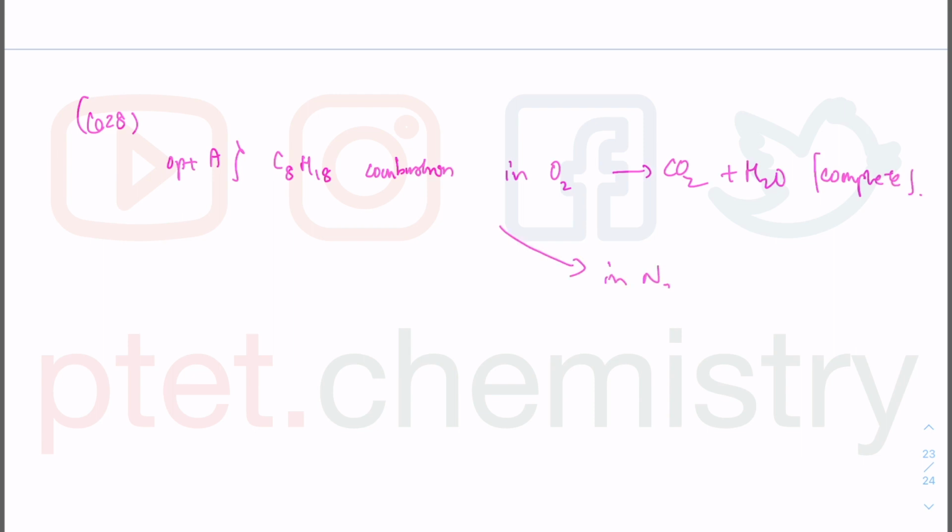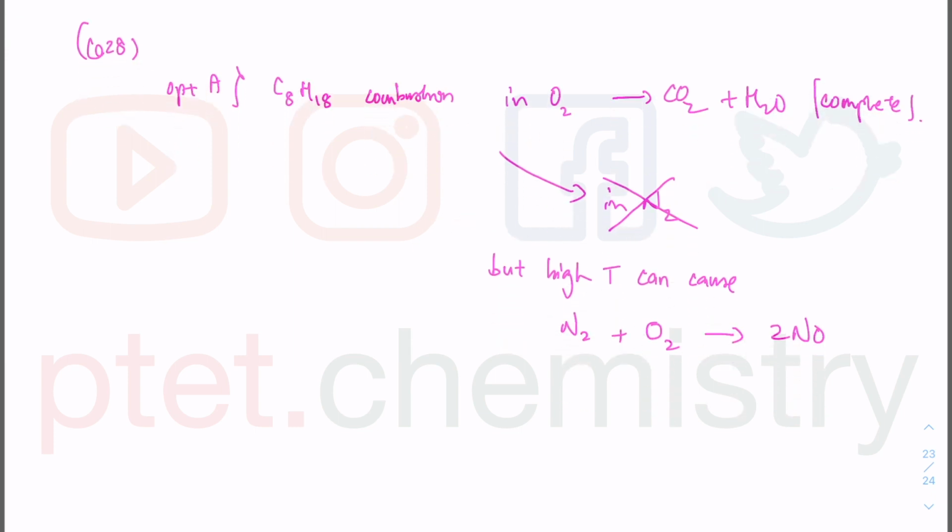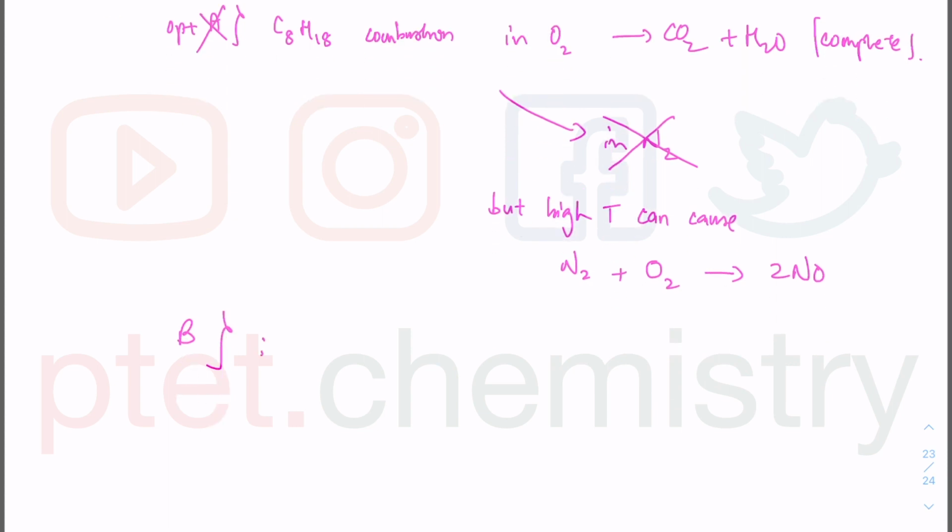In nitrogen, no reaction, but the high temperature can cause the nitrogen in the air to combine with oxygen in the air to give you the oxides of nitrogen as a result of the very high temperature generated from the heat due to the combustion, which is always exothermic to begin with. Okay, be very careful about the statement. A is definitely wrong. And then they say in limited oxygen.